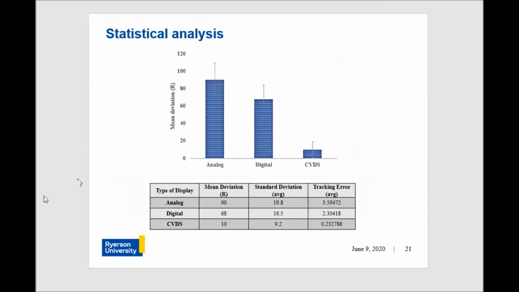And using statistical analysis in order to compare the results, it can be clearly seen that the mean deviation of analog and digital displays was high when compared to CVDS, which is also expressed in terms of tracking error and standard deviation, which also shows the same results. So the CVDS display performed better, and participants were able to land the aircraft properly, and the tracking error was also considerably less while using CVDS in comparison to analog and digital displays.